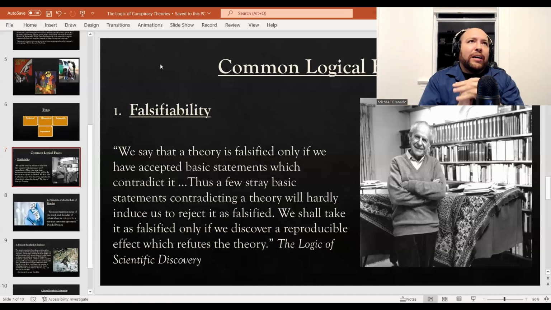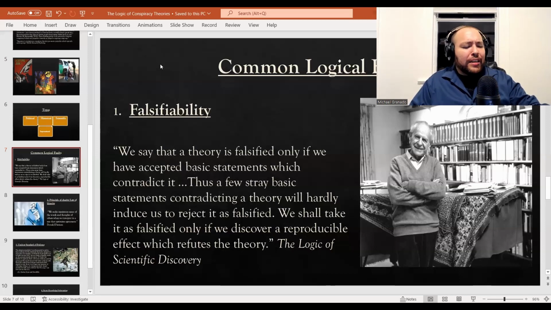Popper has in mind here scientific theories, and we'll make a shift to historical theories. There's more than one type of logic at play here, but with scientific theories, the example that Popper likes to use to highlight and illustrate what he's trying to say is he likes to compare Einstein's theory of relativity to Freud's theory of psychoanalysis or Marx's theory of history.